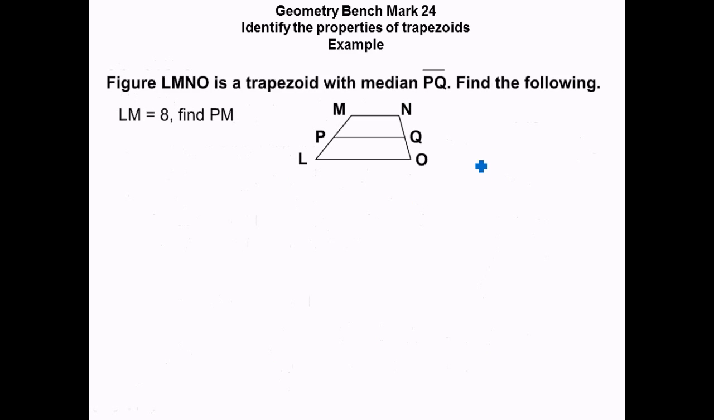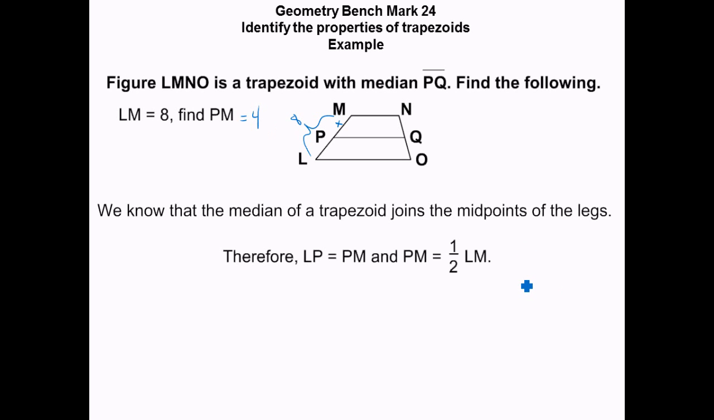All right, so we have LMNO is our trapezoid, and our median is here PQ. LM, this whole length here, is 8. I want to find this length right here, PM. It'll be 4, yeah, because it's 1/2, because it's a median, midpoint.